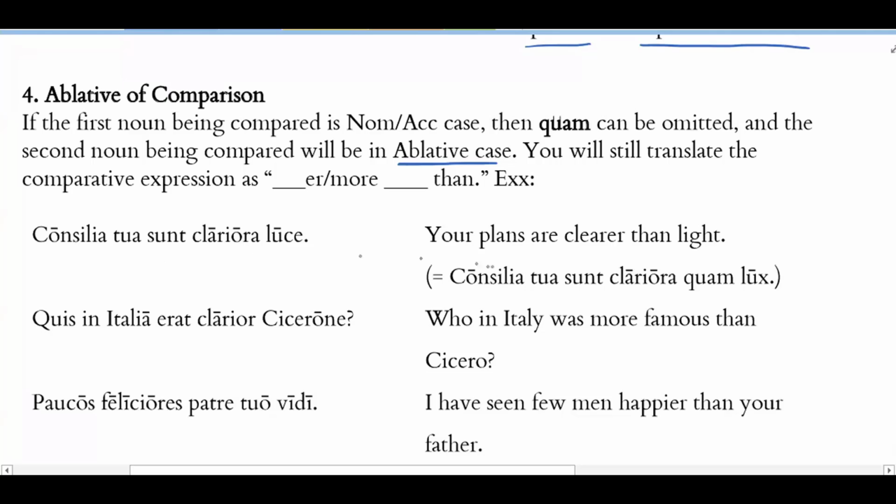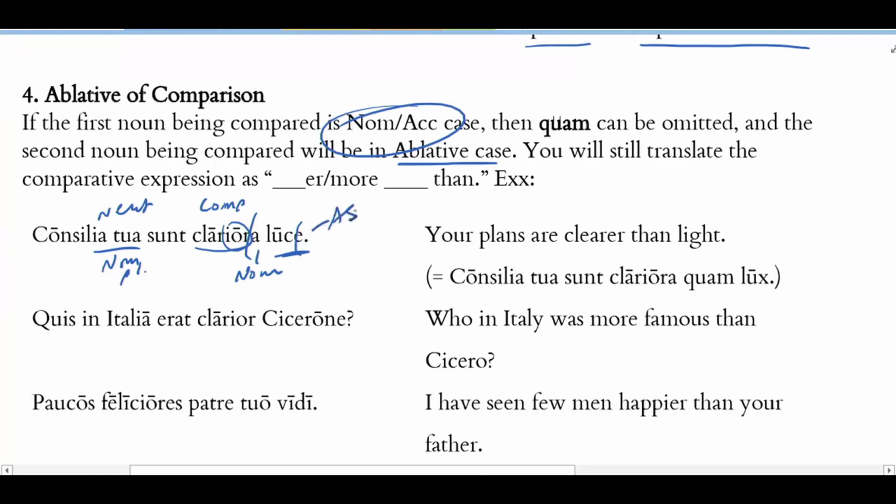Consilia tua, your plans. Sunt, are. And then we have clariora. You see the -ior comparative, right? That's a comparative, but there's no quam here, right? No. Okay. The -a here, though, is what case? Consilia tua is nominative plural, because this is neuter, right? It's a neuter noun in the plural. Clariora is nominative. And as we said, if the noun is nominative or accusative case, then we can omit the quam, and then this noun that's being compared with the first noun is going to be ablative.